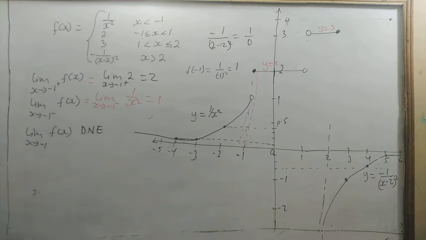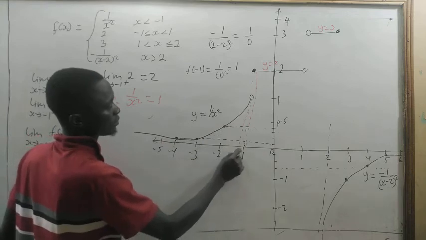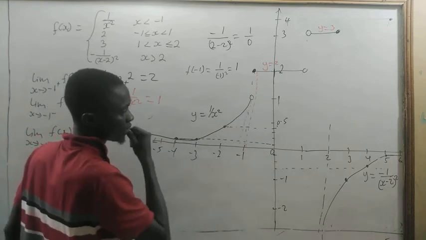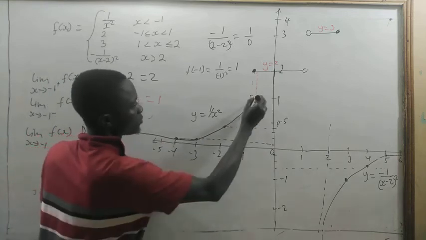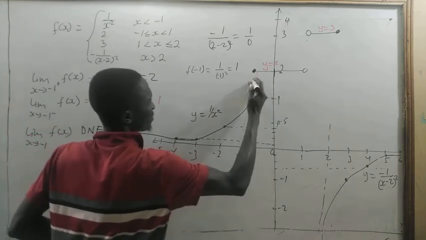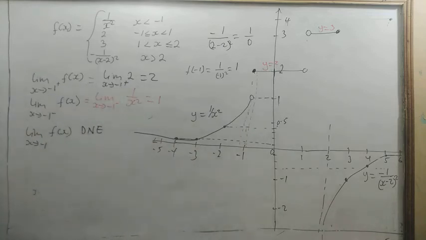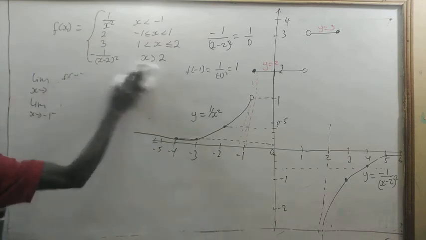Wow, very simple as that. Because as x approaches -1 from the left, we use this function, and it's going to this point. But from the right, you come to this and it is 2. Let's take the next one, the sub question under this one.